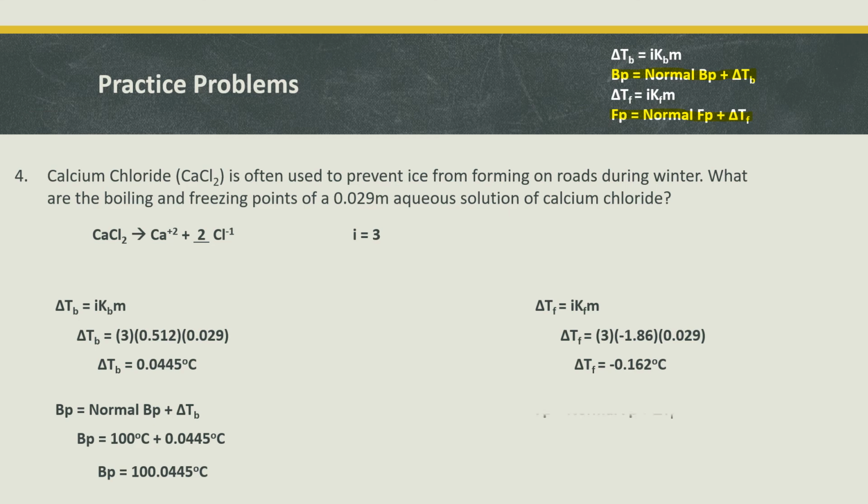Okay, I then take that and put that into my second equation. The normal freezing point of water we know is 0 degrees Celsius, and the delta T sub F we just found. So plug those numbers in, and when you solve, you can see that the freezing point changes to negative 0.162 degrees Celsius.